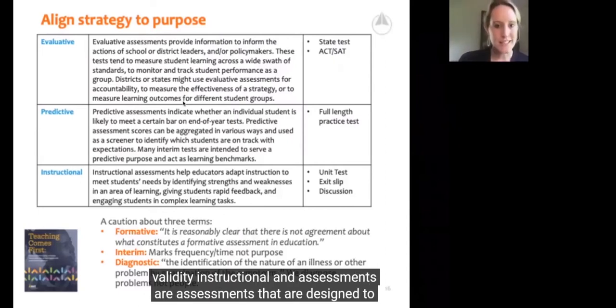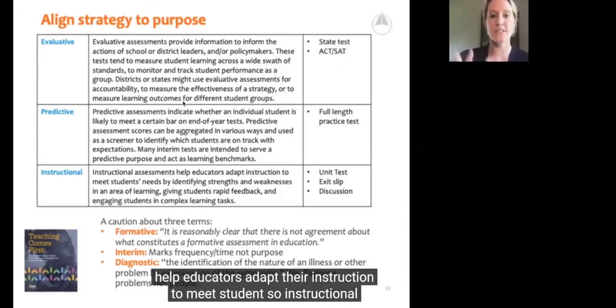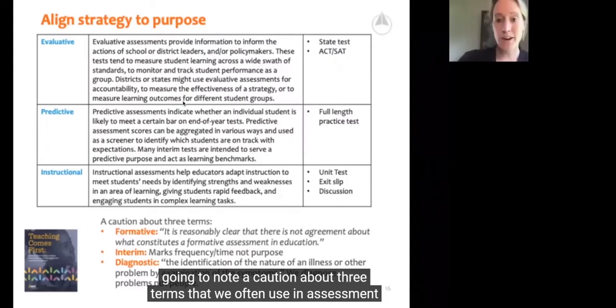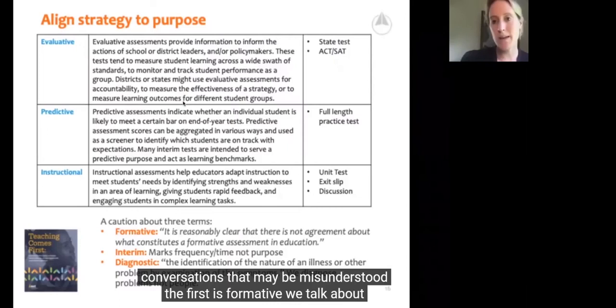Instructional assessments are assessments that are designed to help educators adapt their instruction to meet student needs. So instructional assessments are intentionally designed to inform the learning experience. And I want to note a caution about three terms that we often use in assessment conversations that may be misunderstood. The first is formative.